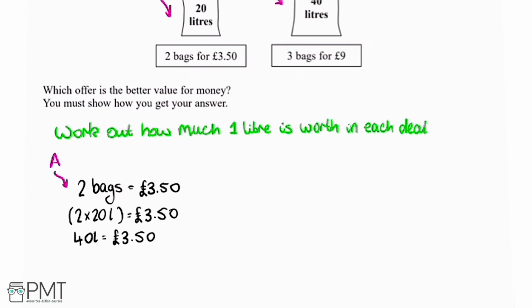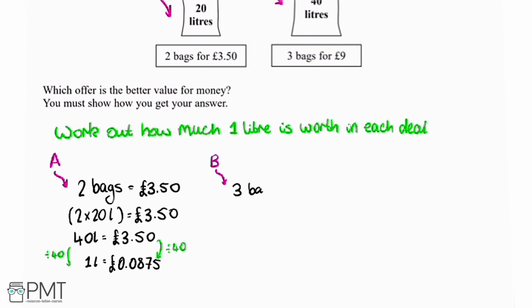Now to get 1 litre, we can divide by 40. So on the left hand side, we get 1 litre. And on the right hand side, if we divide by 40 as well, and I can put 3.50 divided by 40 into the calculator, giving us £0.0875.